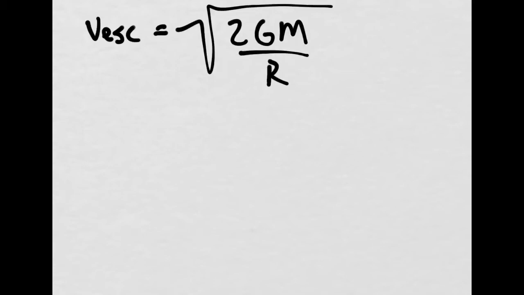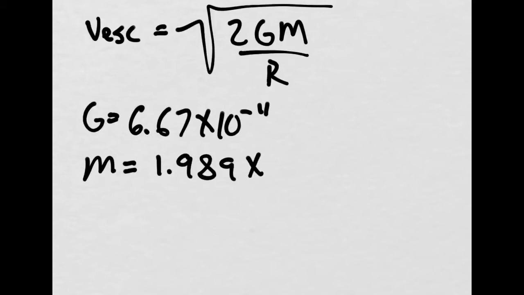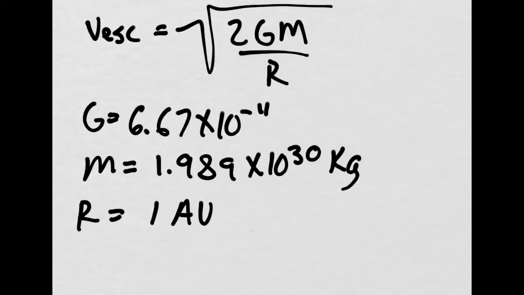So if we wanted to escape the gravitational pull of the sun, G is still 6.67 times 10 to the negative 11. Our mass is now the mass of the object we're trying to escape, which is the sun, 1.989 times 10 to the 30 kilograms. And then r is the distance we're starting at to escape. The sun is 1 AU away. An astronomical unit is defined as the distance between the sun and the Earth.